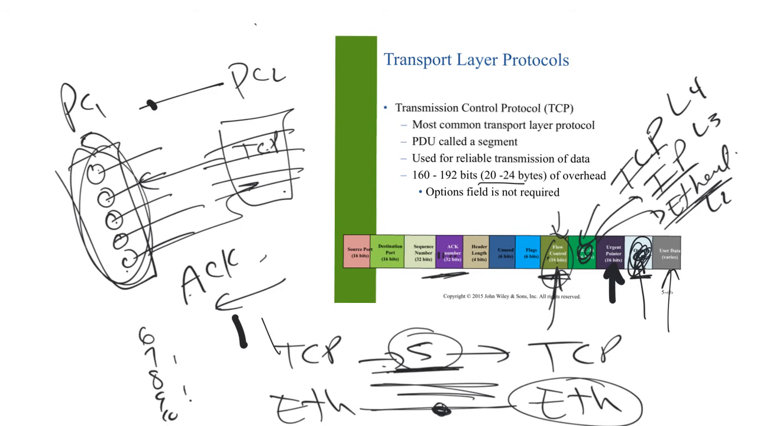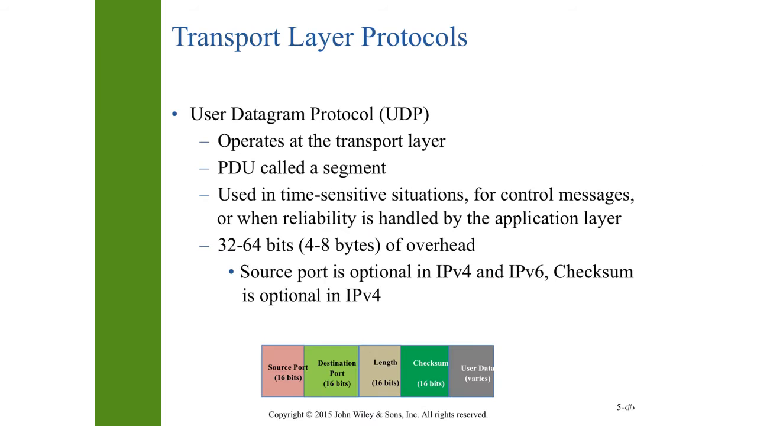So if these 32 bits are not used, that will reduce the overhead. For the sake of efficiency, I will always give you the overhead size. I will always use 24 bytes of overhead when we use the TCP protocol.